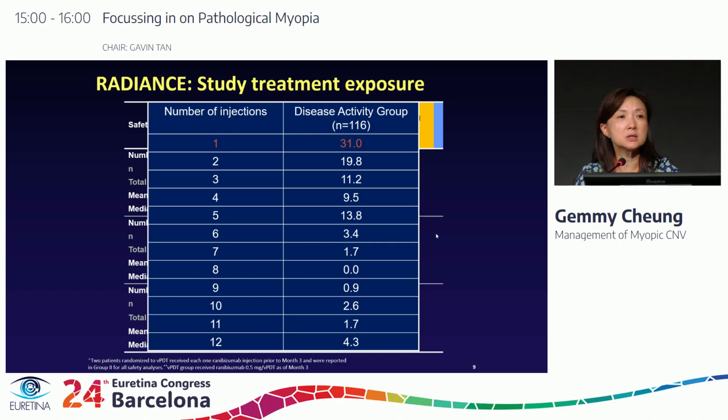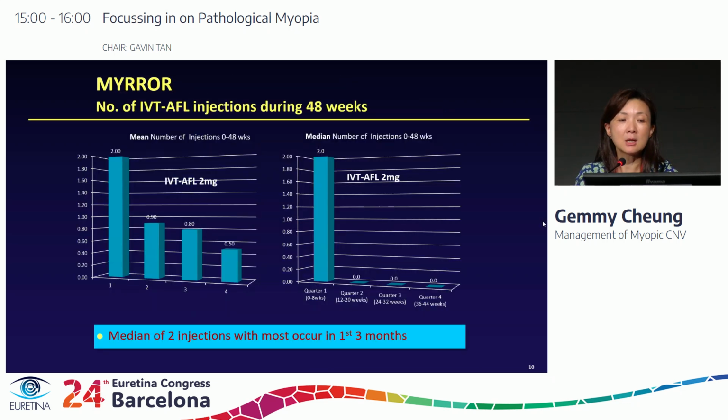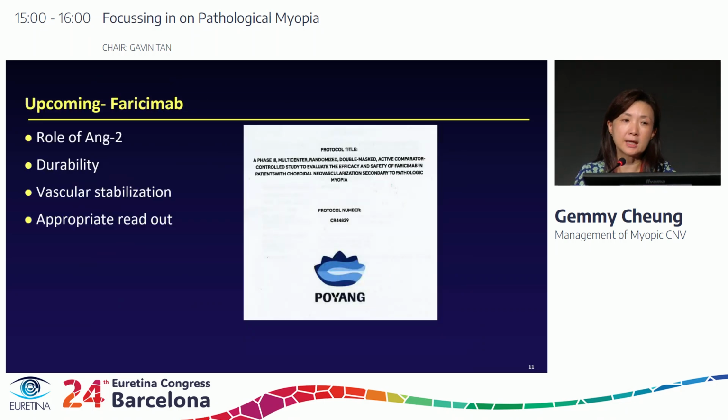And in terms of patients asking me, what's my chance of getting away with 1 injection? We have that data from the Radiance study. It was about 30%. But nonetheless, you can see if we talk about mean, 50% had 2 or less injections. And that is similar when we're using Eylea, a median of about 2 injections over 48 weeks.